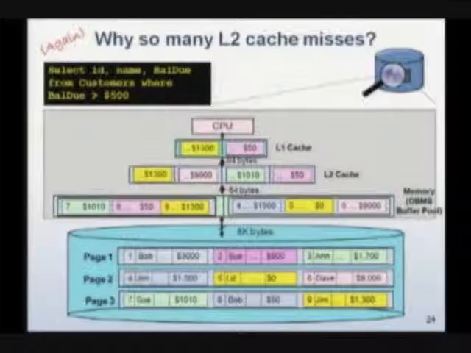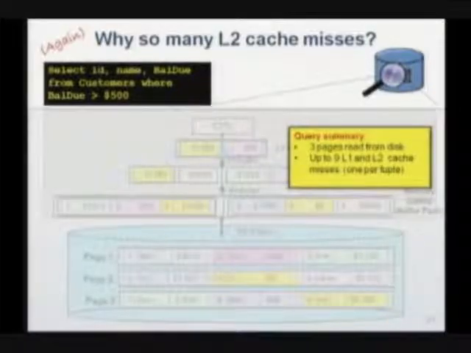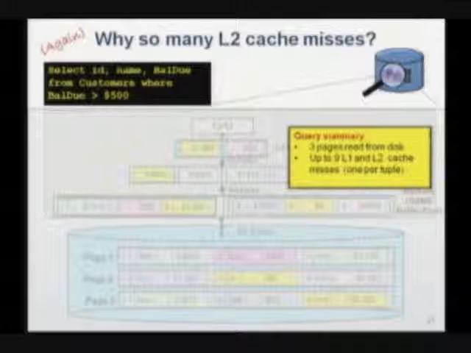And you can just see, as we bring in pages and process the rows on each page, we have to bring the relevant attribute values into the caches so we can process the query. Now, for this example, I read 3 pages from disk, and I suffered perhaps up to 9 misses because I had three pages, 3 records per page, 9 attributes I had to process. I might have had as many as 9 L1 and L2 cache misses. And that's why there's all that green stuff in those L2 data cache stalls that we saw a couple slides ago.